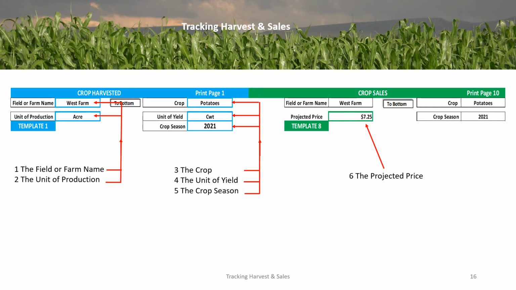The first step is to enter the basic data. 1. The field or farm name. 2. The unit of production. 3. The crop. 4. The unit of yield. 5. The crop season. And 6. The projected price you wish to achieve.